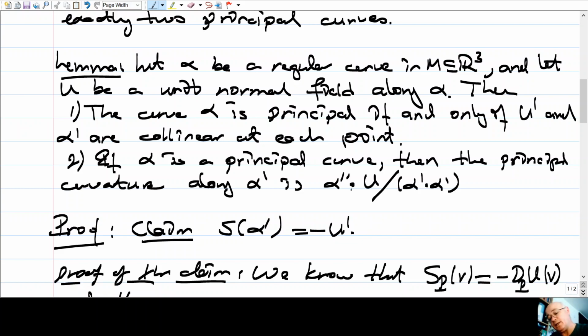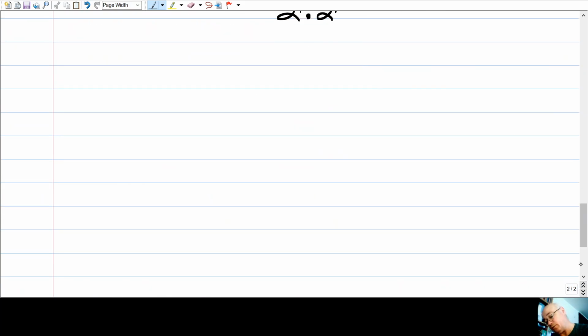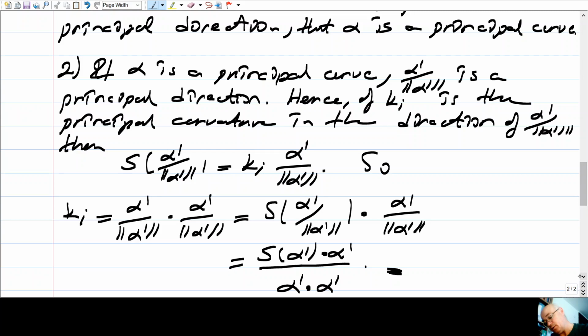You just take the second derivative, multiply with the unit normal field, and then divide by the length squared of the velocity vector.